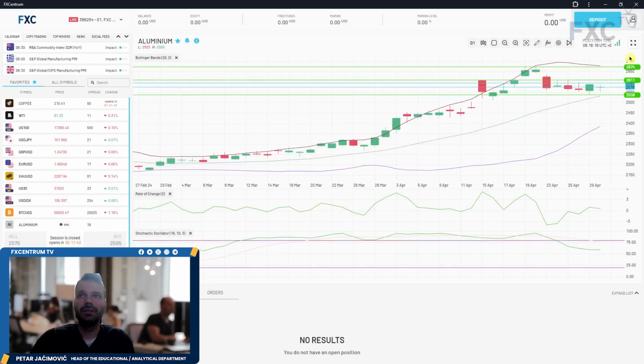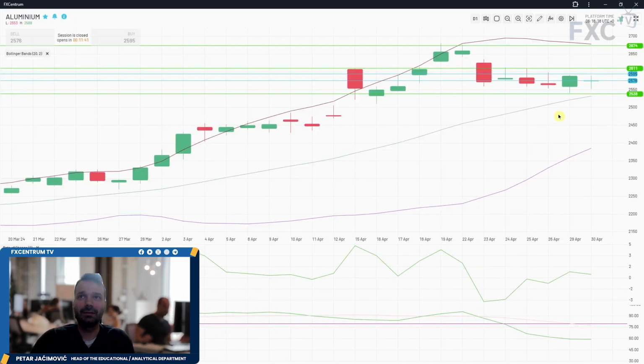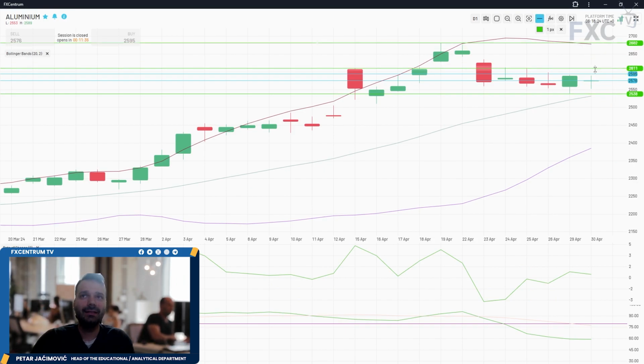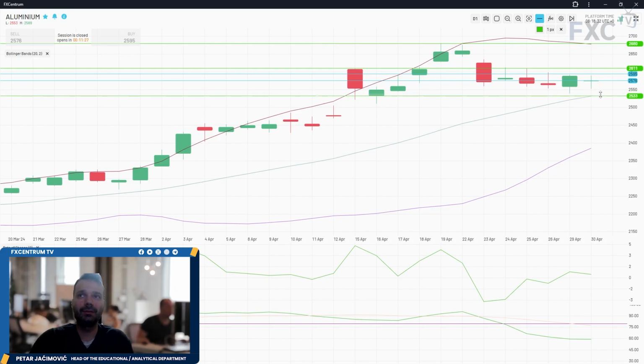And we have aluminum, which is now doing just a consolidation. So we have a 2611 resistance and support at 2538. And in case of an upside breakout of resistance, there will be an upside objective at, let's say, 2680. In case of a downside breakout of the support around 2533, there will be potential for downside movement towards, let's say, this 2389 mark.